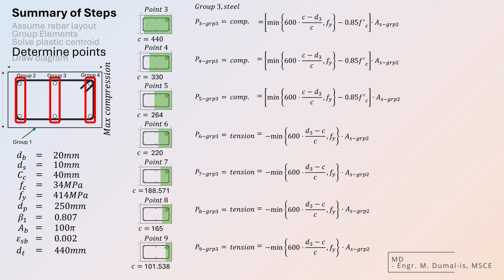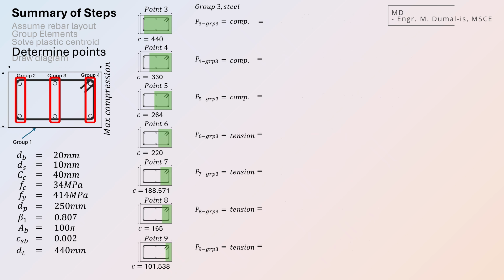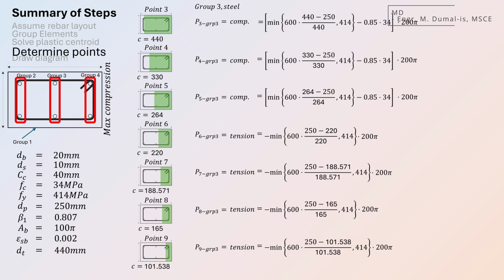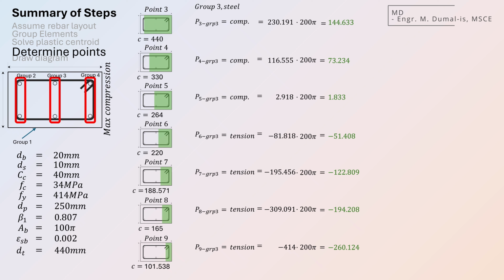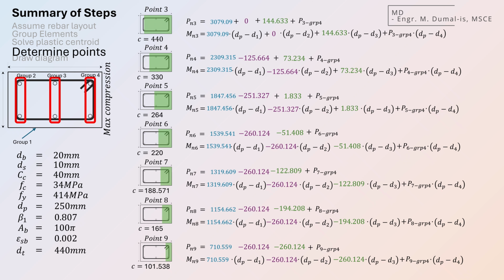For compression rebars, the stress is the smaller of Fs or Fy, minus 0.85 of Fc prime. The formula for Fs in compression is 600 times C minus d over C. We multiply this stress by the area of steel to compute the force for each point. Let's now substitute the known values into the equations. These are the computed force values for group 3 across all points. We now update the Pn and Mn calculations again by inserting group 3 forces.